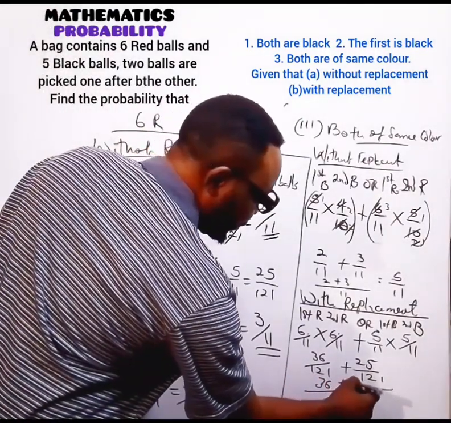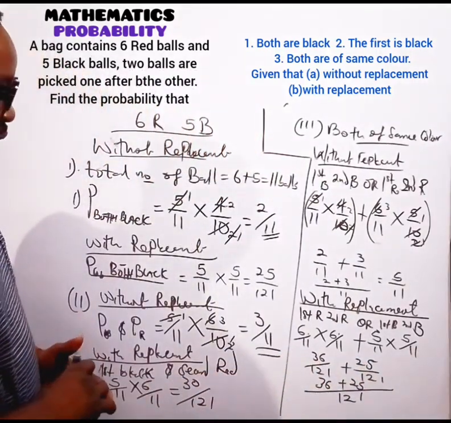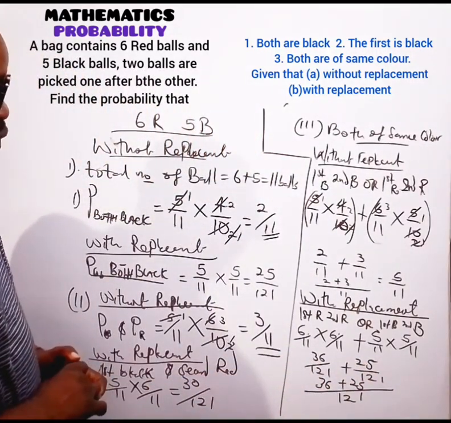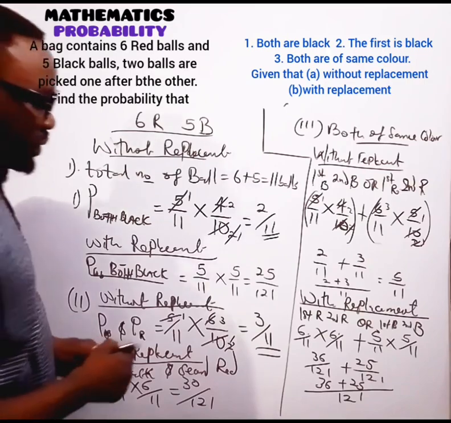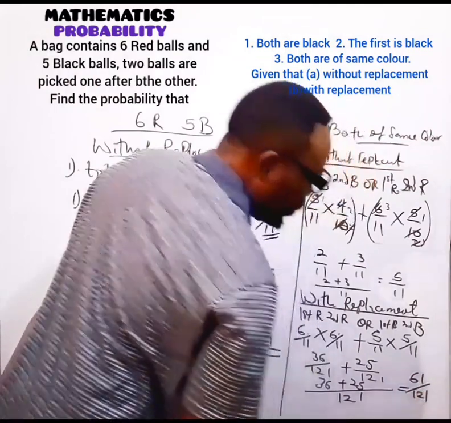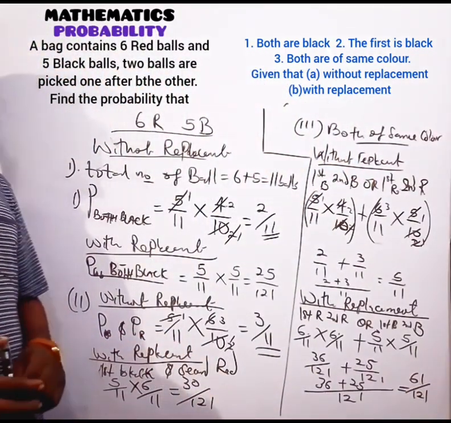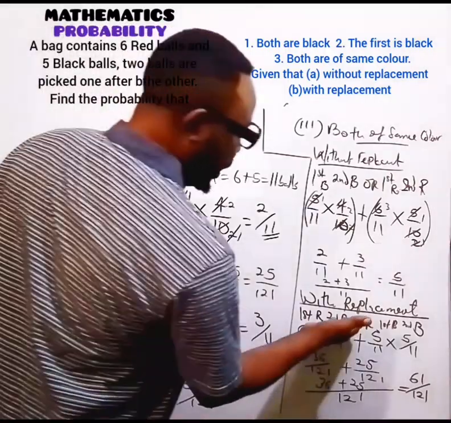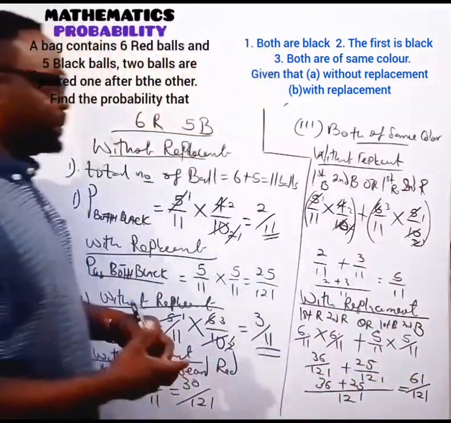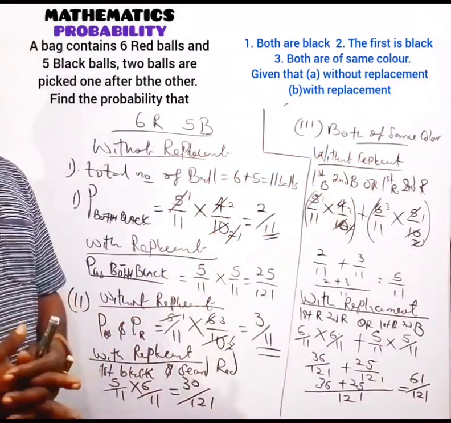36 plus 25, because the LCM there is 121. That will be equal to 61 over 121. That is the answer there for when it is with replacement, when both balls that are picked at random are of the same color.